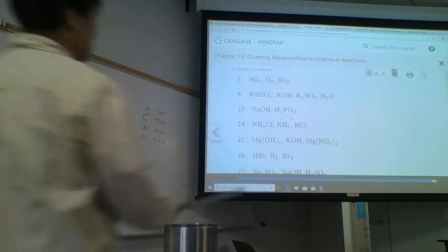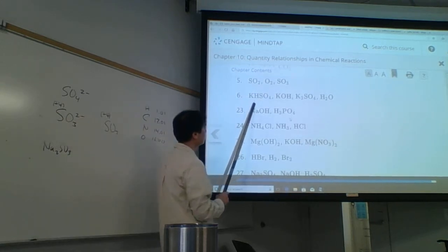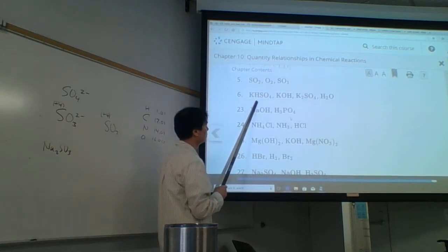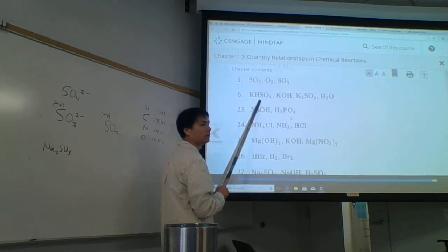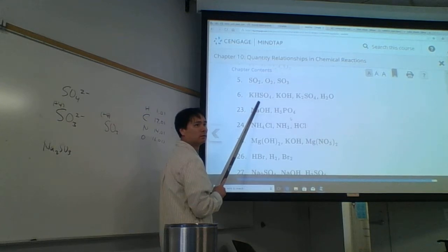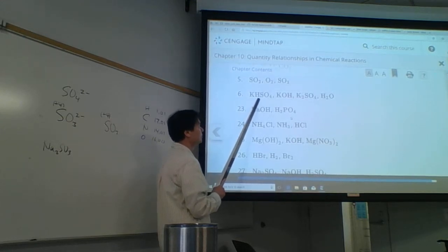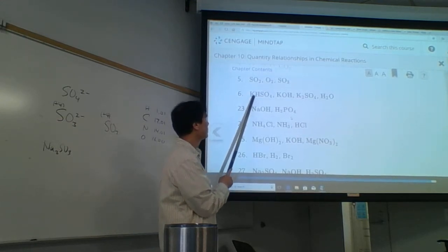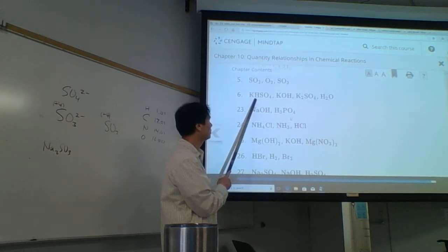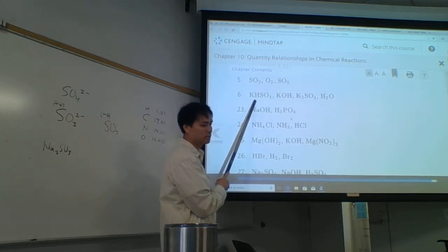Quick review. KHSO4. Potassium hydrogen sulfate. Good. Give me another name for that. Potassium hydrogen sulfate or, it's kind of like sulfuric, but it's not. We call it potassium hydrogen sulfate or an old name. It's not really an old name. It's still used.